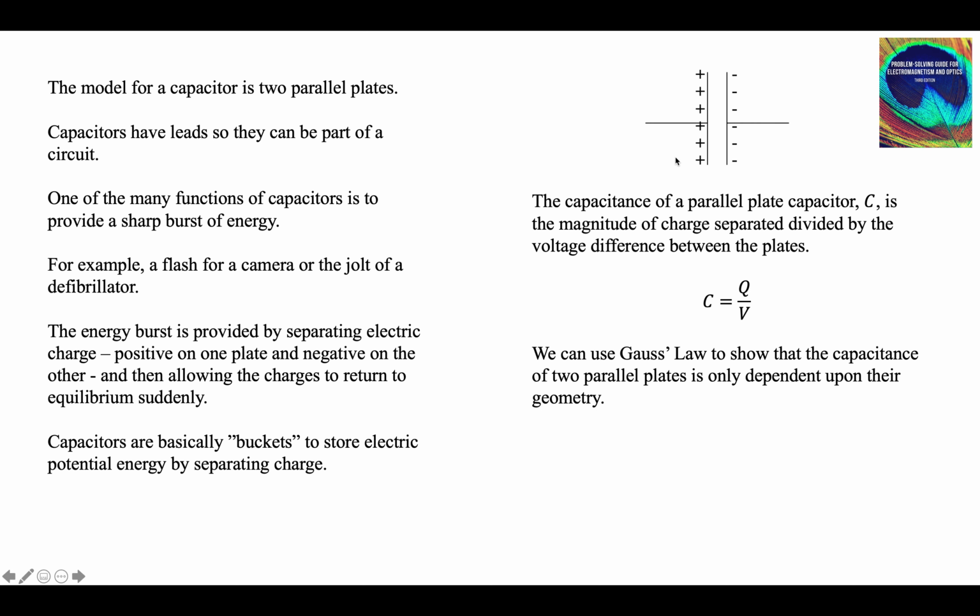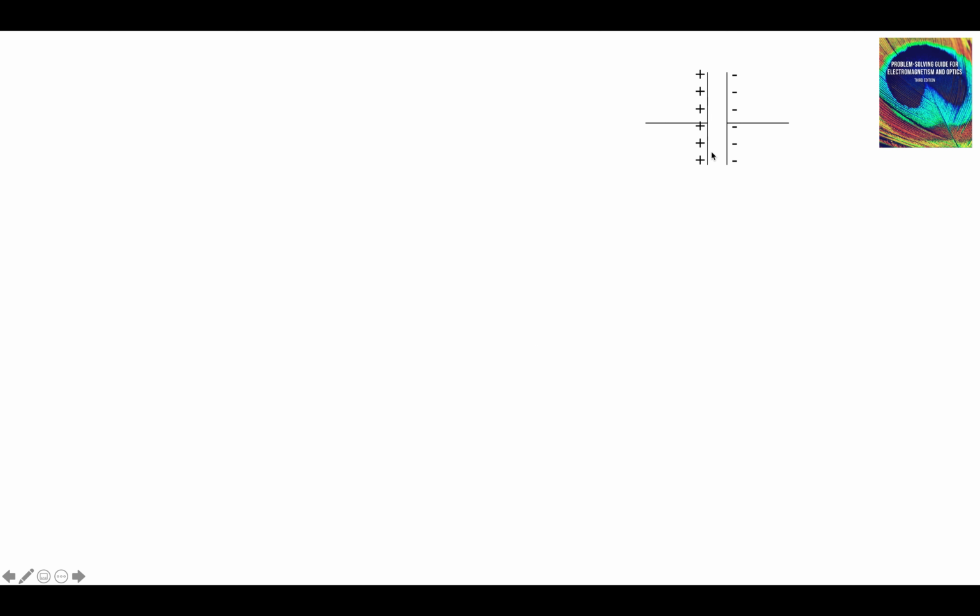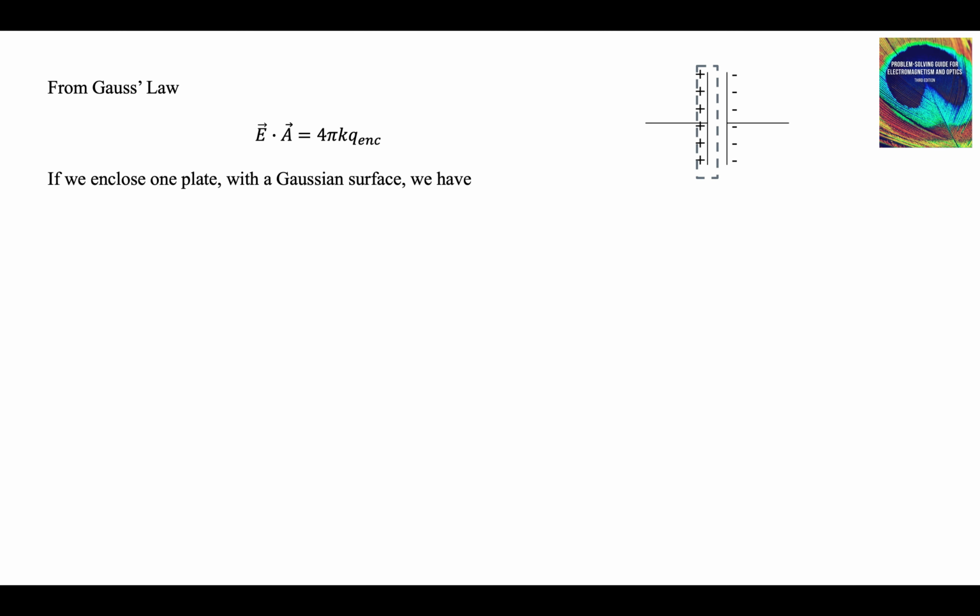We can use Gauss's law to show that the capacitance is only a function of the geometry of the capacitor. The electric field inside a capacitor is the voltage difference divided by the distance between the plates, V over D. Gauss's law: E dot A is 4 pi k q enclosed. If we enclose one of the plates, the field lines are only from the positive to the negative. So we only have the area of this side, which is the area of the plate, and Q enclosed is the total charge on the plate.